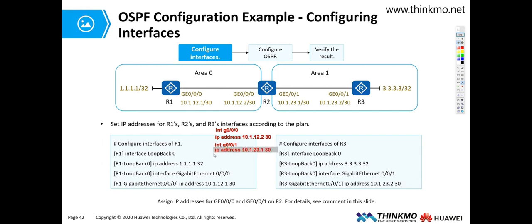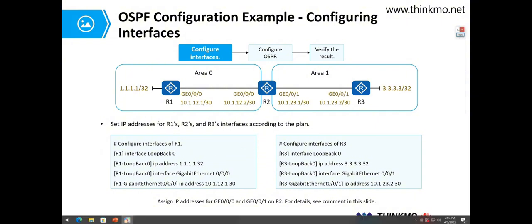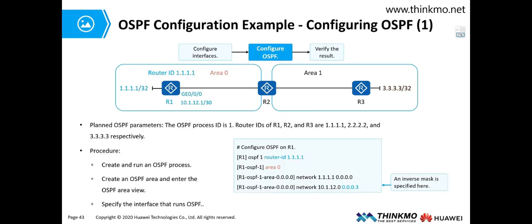Now, if we have finished configuring all the IP addresses, we proceed to the next step, which is configuring OSPF. In this process, our setting is that the OSPF process number is 1, and the router IDs for routers 1, 2, and 3 are 1.1.1.1, 2.2.2.2, and 3.3.3.3 respectively.